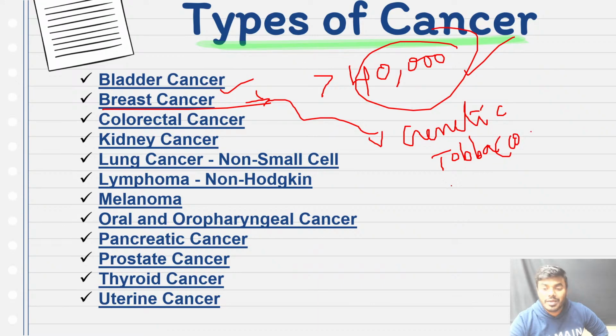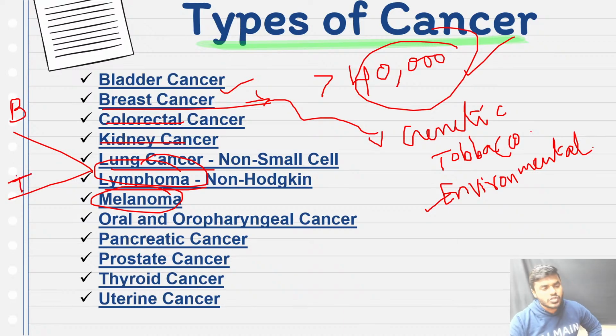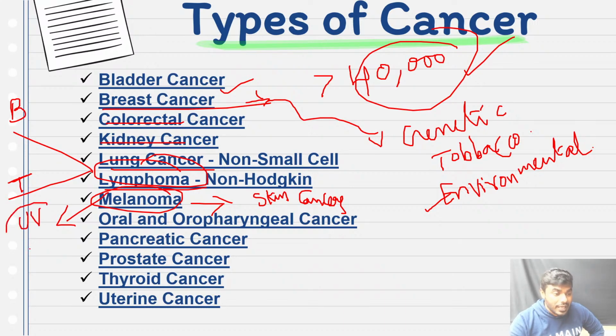And most important, friends, environmental conditions. If you see countries like China, Taiwan and some parts of Japan, most of the women are suffering from breast cancer. So one of the major reasons is environmental. Colorectal, kidney cancer, lung cancer, lymphomas, melanomas, they are very dangerous. In the case of lymphomas, B cell lymphomas are there, as well as T cell lymphomas. Kindly don't get confused with that. Melanomas are a type of skin cancer, which are majorly caused by higher exposure to ultraviolet rays.